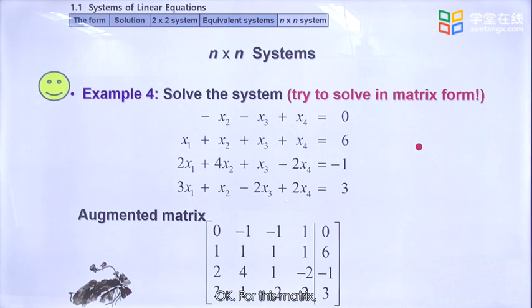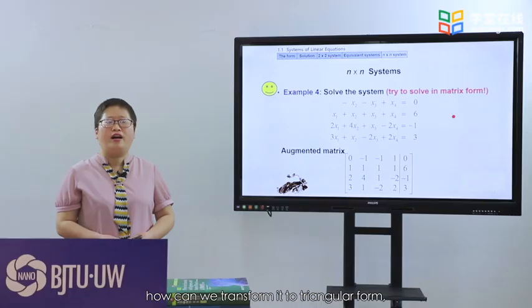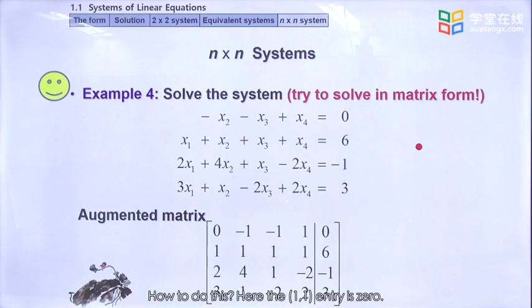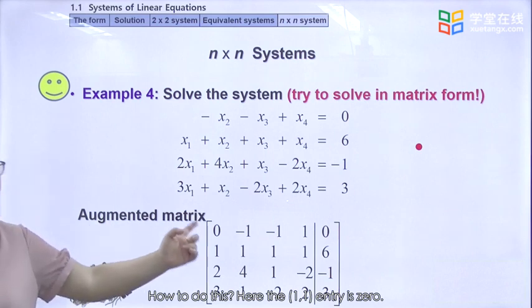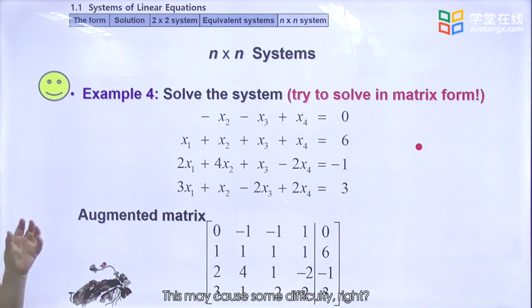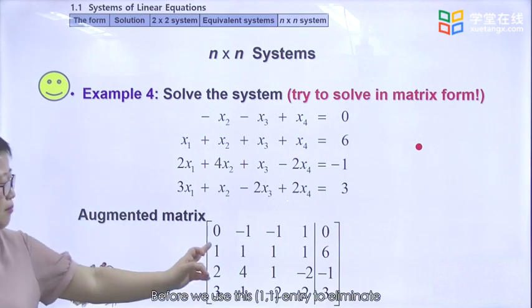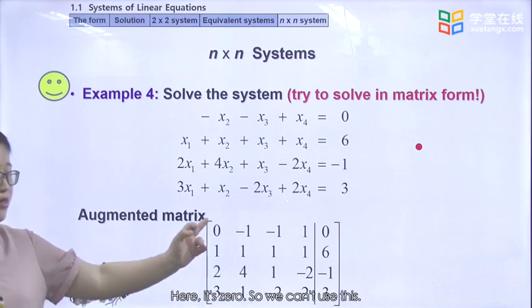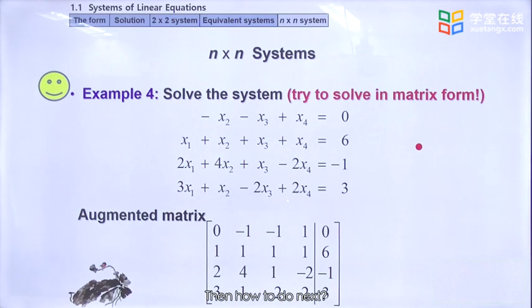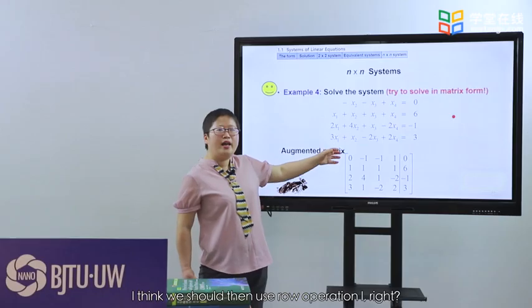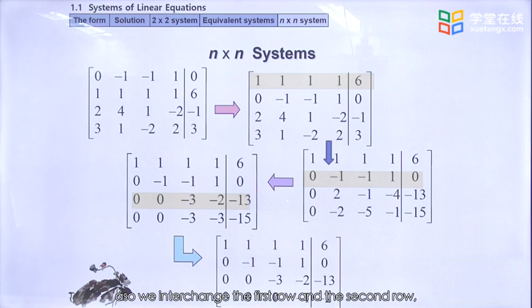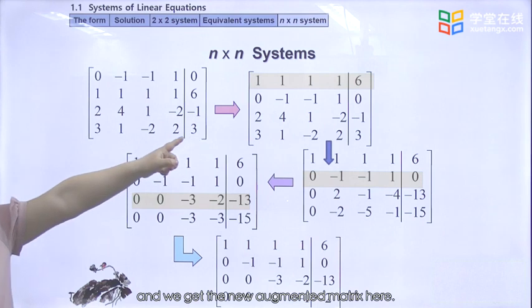For this matrix, how can we transform it to a triangular form, to a simpler form, using the 3 types of row operations? Here, the 1,1 entry is 0. This may cause some difficulty, right? Before, we used the 1,1 entry to eliminate all the other entries in this column to be 0. Here it's 0, so we can't use this. Then what to do next? I think we should use row operation 1, right? We interchange the 2 rows. So we interchange the first row and the second row, and we get the new augmented matrix here.